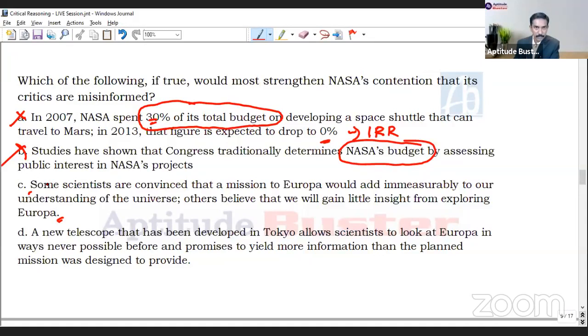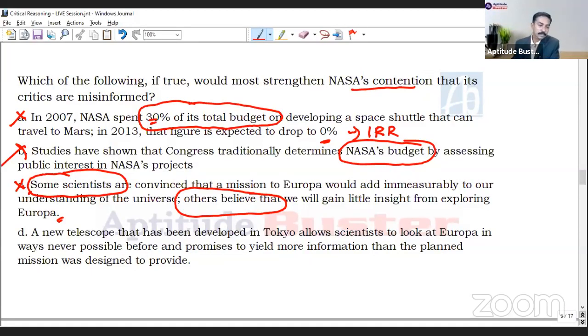Please look at C once again, because it throws an element of confusion here. Some scientists are convinced that a mission to Europa would add immeasurably to our understanding of the universe. Others believe that we will gain little insight. So C is very much related to the belief of the scientists, whereas your question asks to identify an option that should support NASA's contention. From this, we can understand C doesn't provide a reason why NASA shifted its attention from Europa to Mars. So C also gets eliminated.